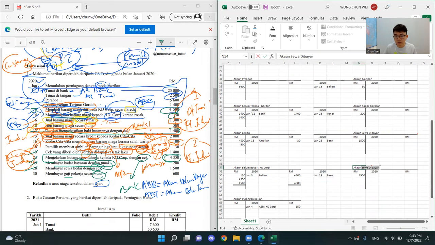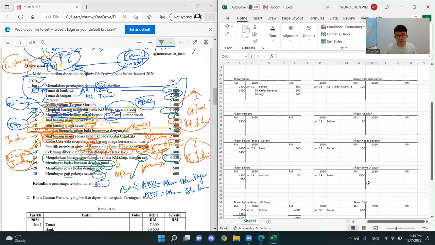Account gaji. So tadi saya sudah credit tunai, so now in gaji I need to debit it. January 30th. Tunai, right? Okay, so tunai 600. Done. You see it? So gaji 600 and then dengan apa? Dengan tunai, right? So therefore here, I credit my account tunai and debit my account gaji. So this is how you do for your ledger.